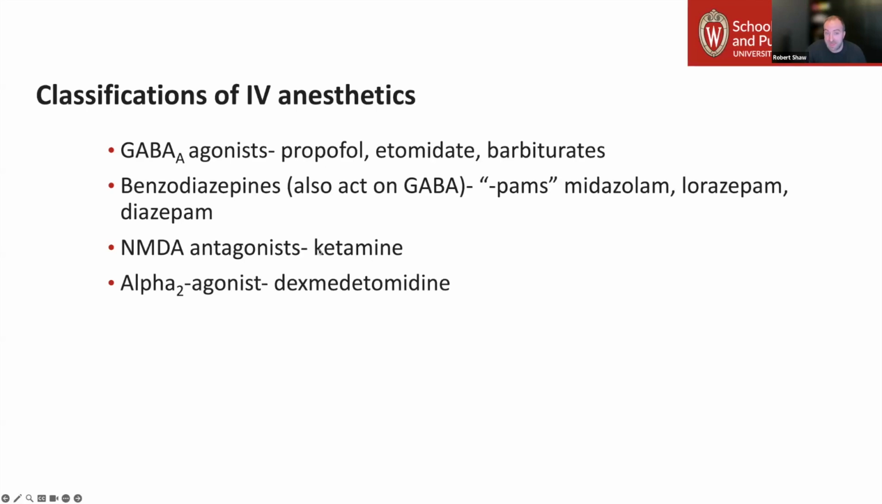We have our NMDA antagonist, and ketamine is the only drug in IV anesthetics in that class. And then we have alpha-2 agonists, which we're not going to talk about today, but dexmedetomidine is in that class. Clonidine is also there as well, just as a straight alpha agonist. But these are, again, more pre-medications or medications to help with emergence from an anesthetic, not to actually induce a general anesthetic.